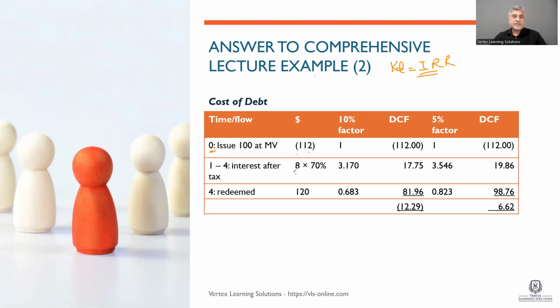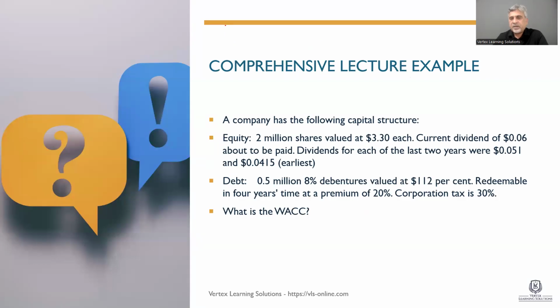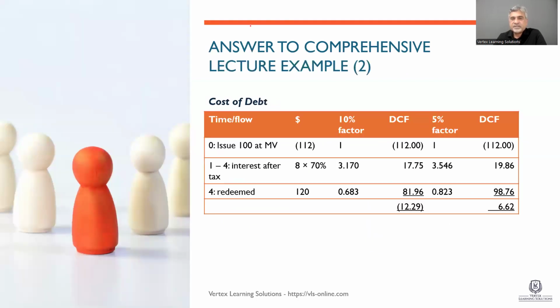It was 8%. Let me show you, in case you have forgotten whether the debt is 8% or not. Yes, you can see that the market value of the debt was 112 and it is 8%, on $100 because the face value is always 100. So 8% of 100 is $8. The tax rate is 30%, so we take after-tax cash flows. So this is the initial outflow of 112. Then from year 1 to 4, because it is a 4-year debt, it is $8 into 70%, which means 1 minus tax, and tax was 30%.